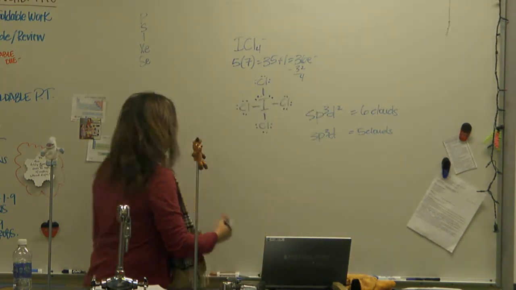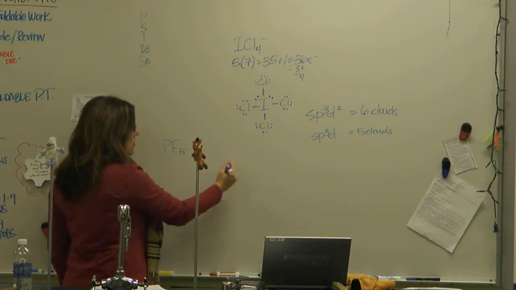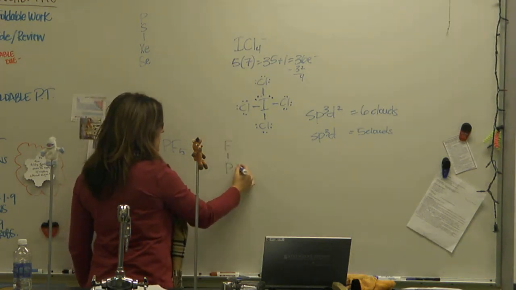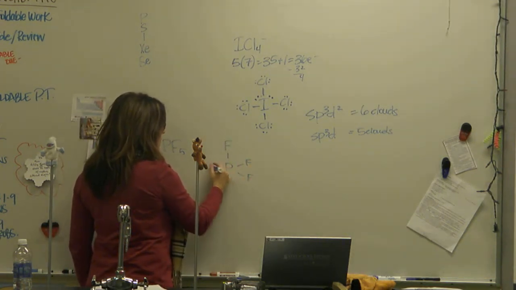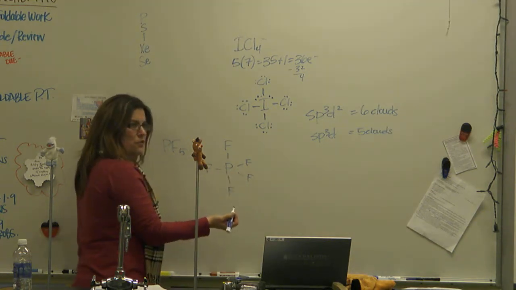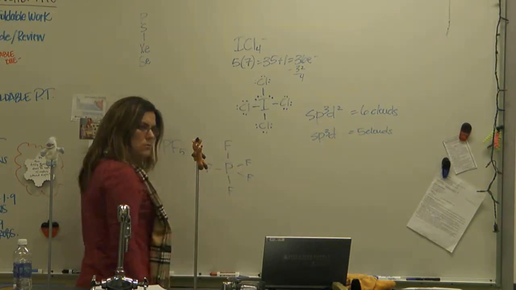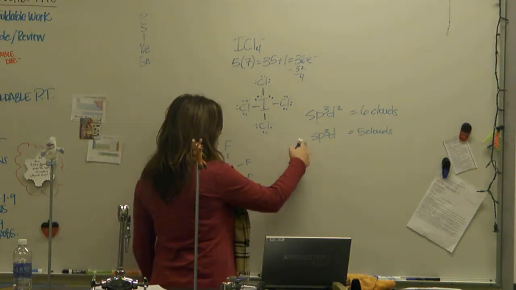So when you have something like PF5, and you're drawing that one, and you're like, oh, well, okay, so I drew 5 bonds.